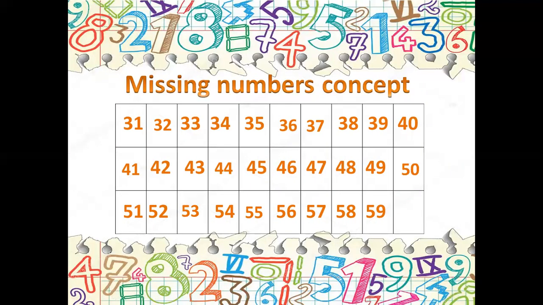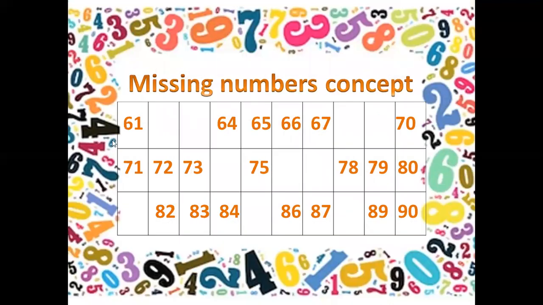Okay, 60. So after 60, 61. And after 61, the number is missing. 62, 63. After 61, two consecutive numbers are missing. So that is 62 and 63, 64, 65, 66, 67, and after 67, again two consecutive numbers are missing.